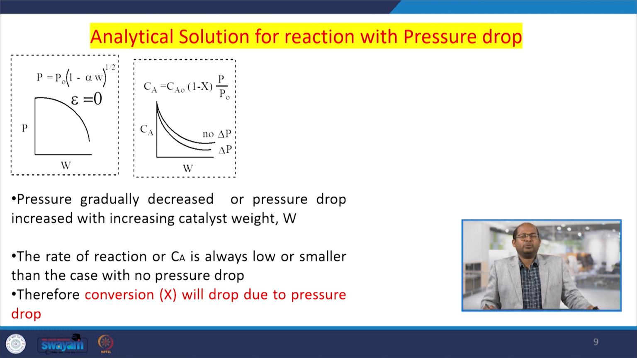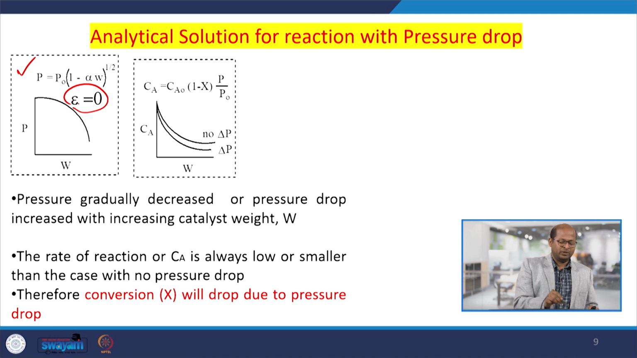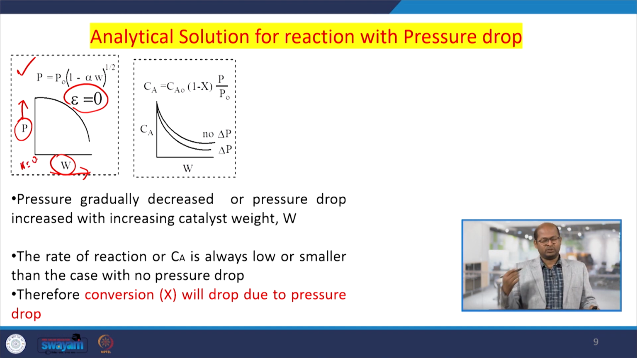So, now we will see how, let us say, in the left hand side you can see we have considered there are no changes of volume, no fractional changes of volume. If we plot the y axis as P and the x axis as W, the weight of the catalyst inside of the bed, initially W equals 0. Then there is no catalyst inside of the bed.